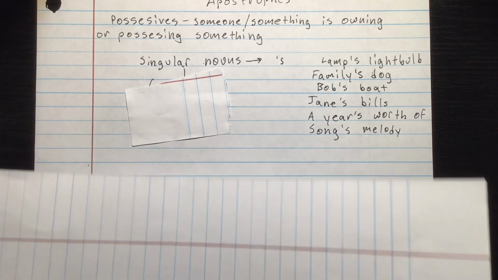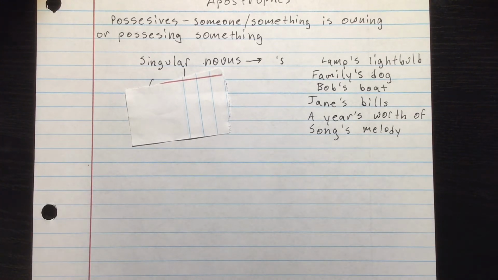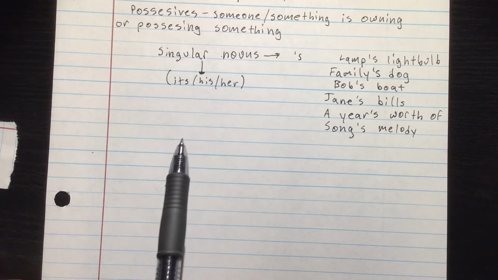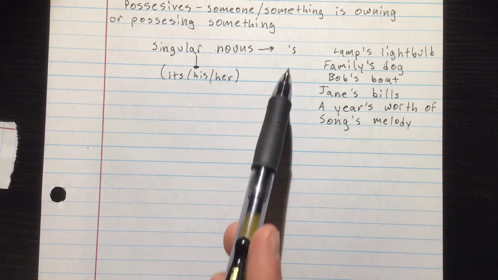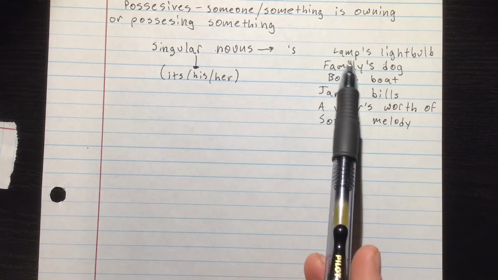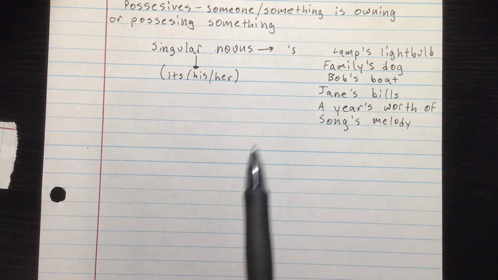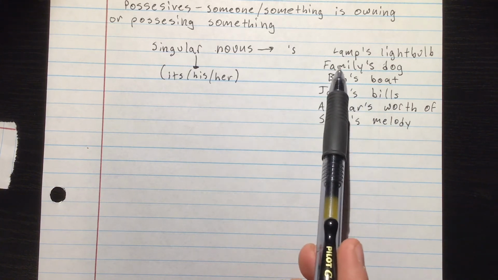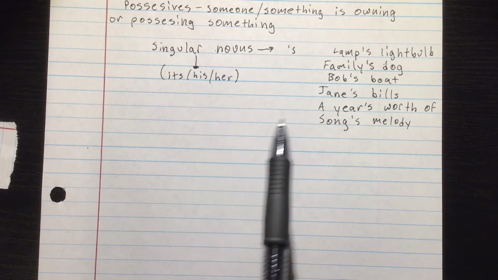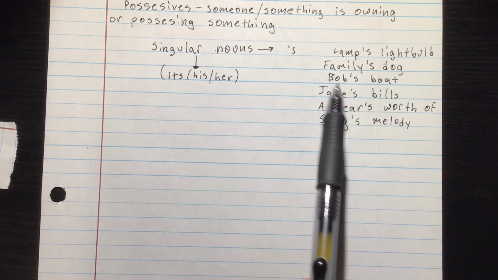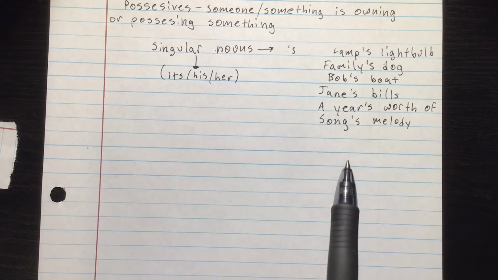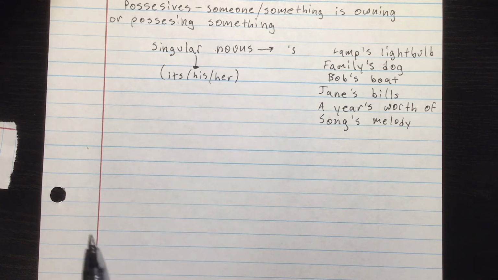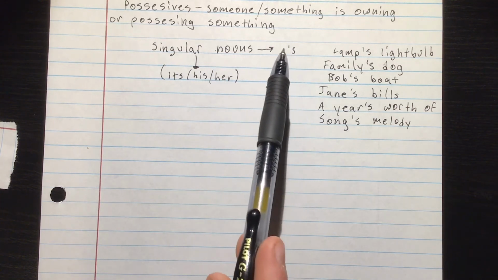Now, if this is a little bit abstract, something you can apply that's a little bit easier on the ACT is if you can replace the singular noun with one of these pronouns: its, his, or her. Most of the time that'll tell you if you need that apostrophe S. So if we replace the lamp's light bulb with its light bulb, that makes sense, or his boat, or her bills, or its melody. It's a little bit tougher here because you would think of a family as saying the family's dog is their dog, but since this is a singular noun, I guess it would be its dog because the family is one single unit. But most of the time, if you can replace it with its, his, or her, that'll tell you it's a singular noun and therefore an apostrophe S.